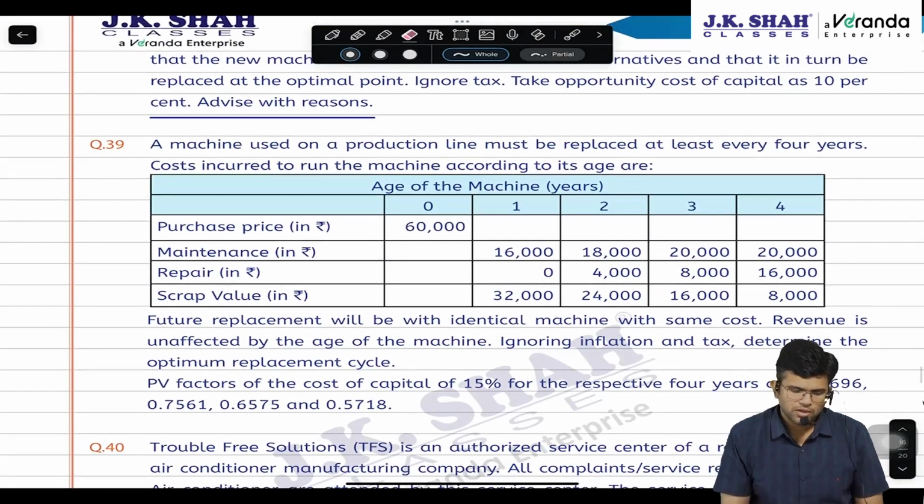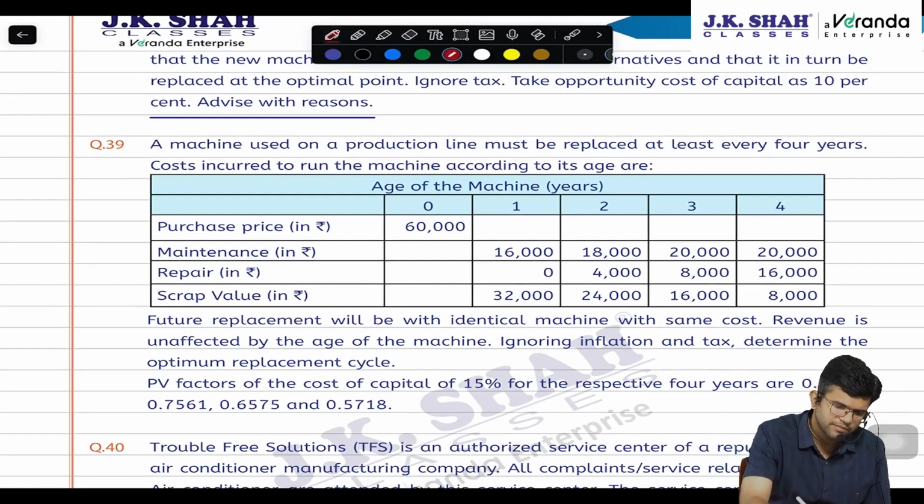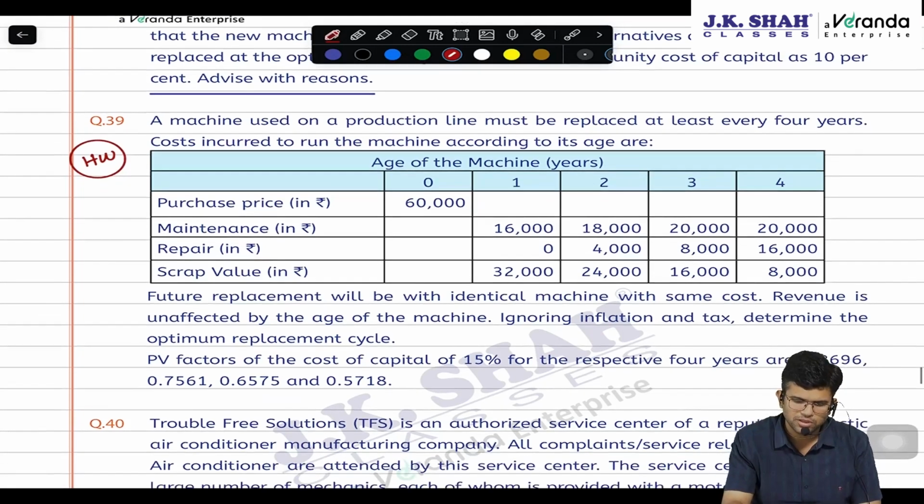Students, question number 39 I'm giving as homework. But before I give it to you as homework, let's read it once, everyone, and tell me, will you be able to solve this? Please don't talk. Read the 39th question. Read it carefully.